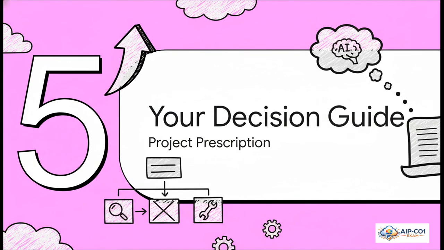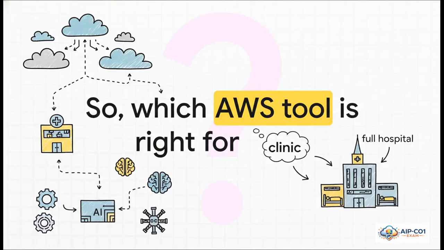And that brings us to our final and honestly, most practical section. Section 5, your agent decision guide. Right now, we are going to write the exact prescription for your next project. So this is it. This is the big question. You've seen the options, everything from a single managed clinic to a full-blown hospital. So let's figure out which one you actually need.